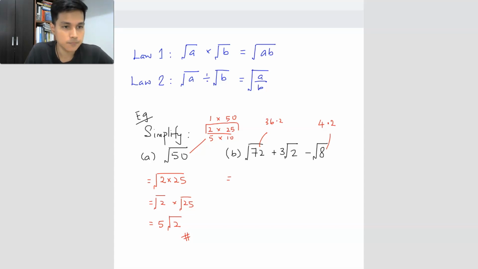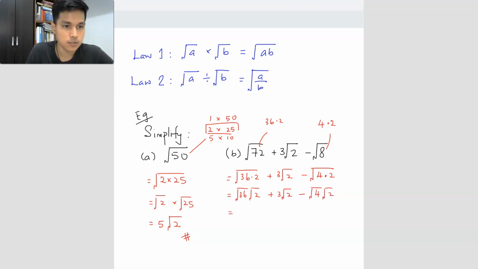So we're going to do that. It's going to be square root 36 times 2, plus 3√2 minus square root 4 times 2. Okay, so if I rewrite this, I'm going to break it apart like this: square root 36 times √2, plus 3√2, minus square root 4 times √2.